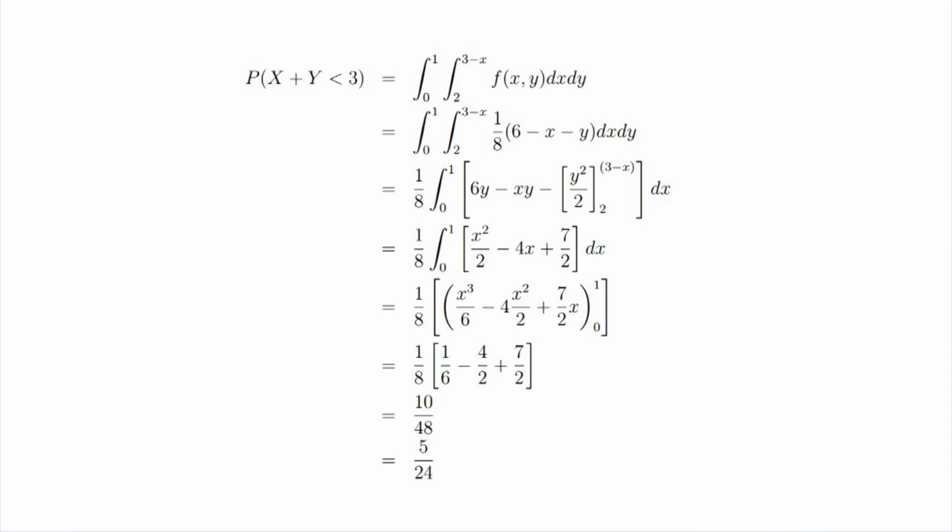8 integral 0 to 1 6y minus xy minus y square by 2 in the limits 2 to 3 minus x dx, which is equal to 1 by 8 integral 0 to 1 x square by 2 minus 4x plus 7 by 2 dx, which is equal to 1 by 8 x cube by 6 minus 4 into x square by 2 plus 7 by 2 x in the limits 0 to 1, which is equal to 1 by 8 into 1 by 6 minus 4 by 2 plus 7 by 2, which is equal to 10 by 48, which is equal to 5 by 24.